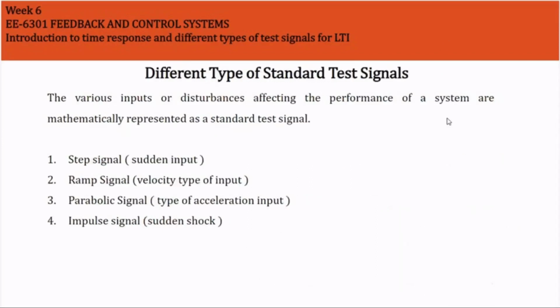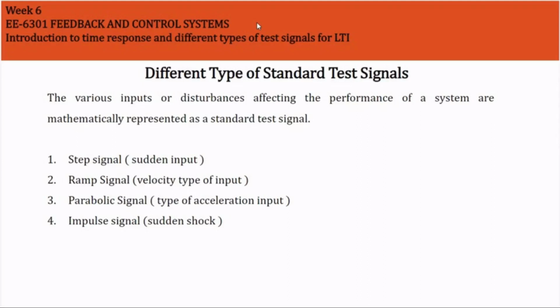Okay, so there are different types of standard test signals. The various inputs or disturbances affecting the performance of a system are mathematically represented as a standard test signal. Number one, it can be considered as a step signal, or the sudden input. Number two, the ramp signal, which is the velocity type of input.